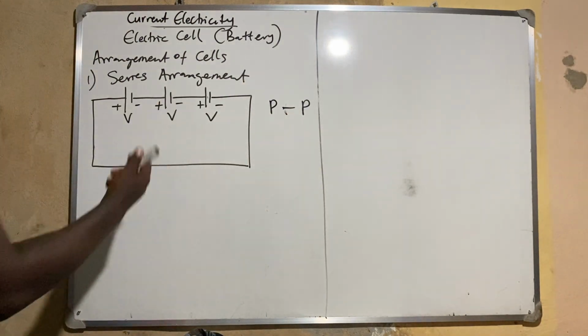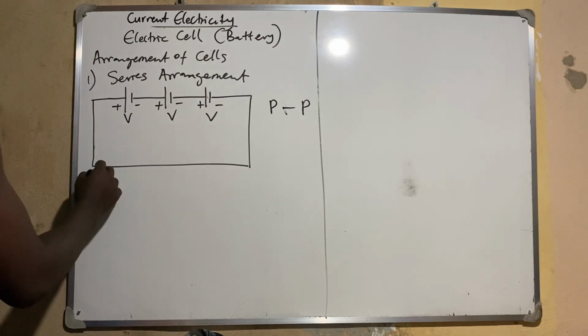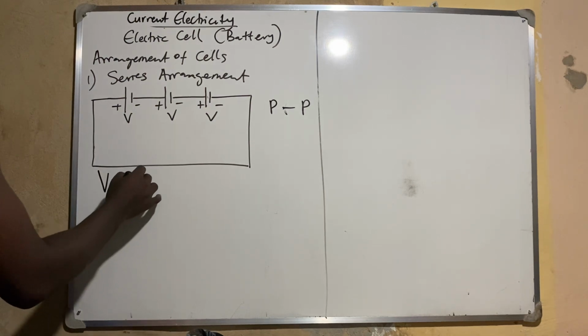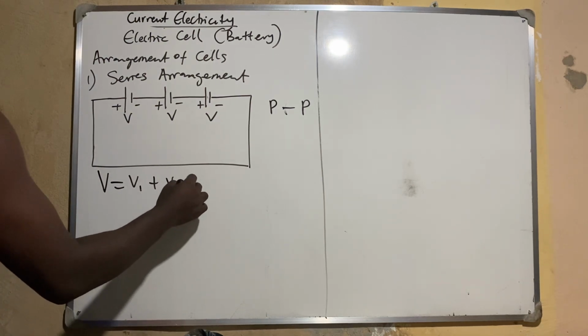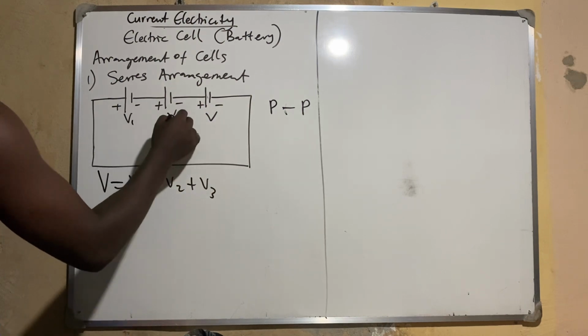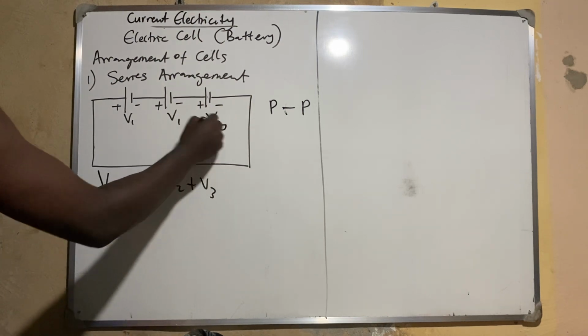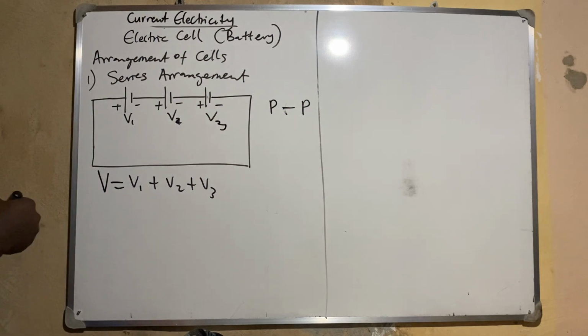But in this one, they are not the same. So we said that the total voltage here should be what? V1 plus V2 plus V3. So let me call this V1, V2, V3. All right. So that is that. Why? Because they are in series.